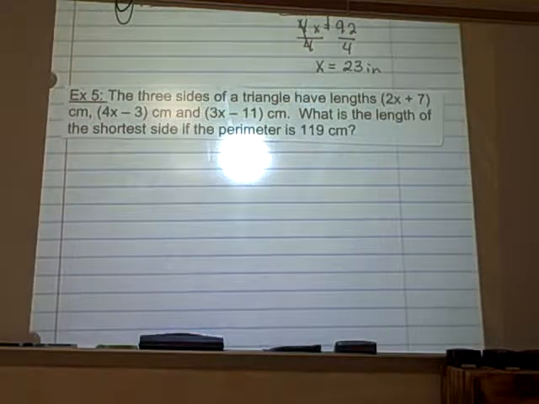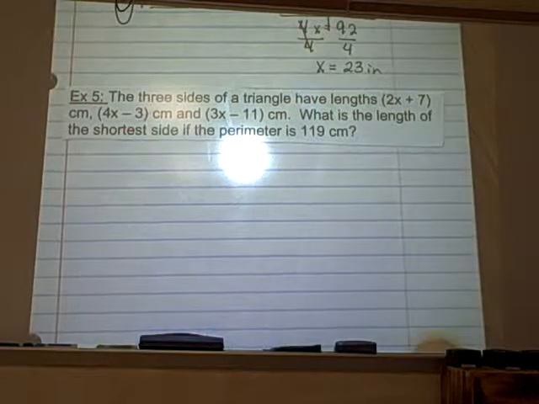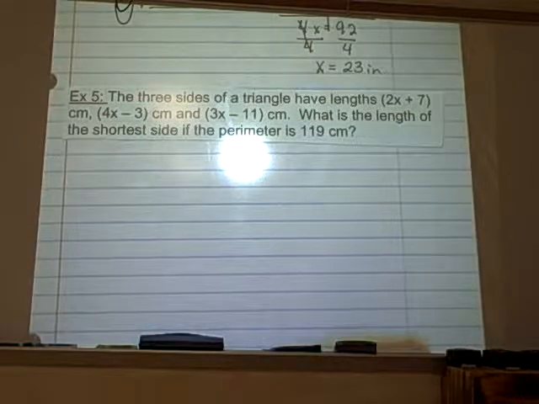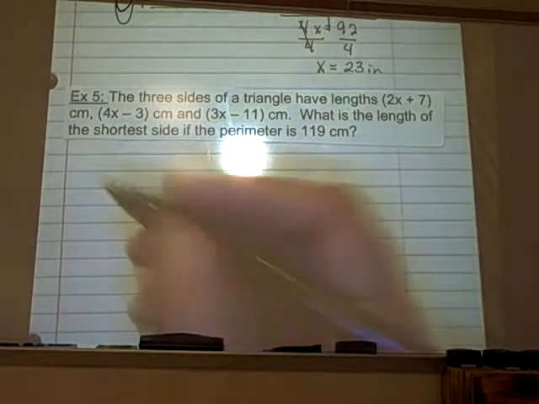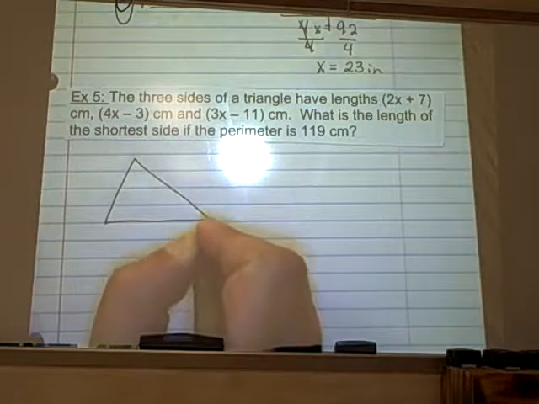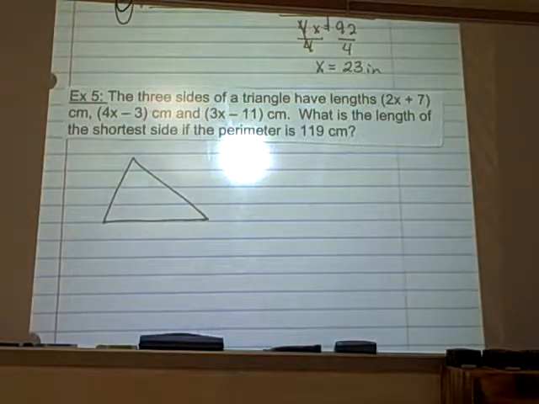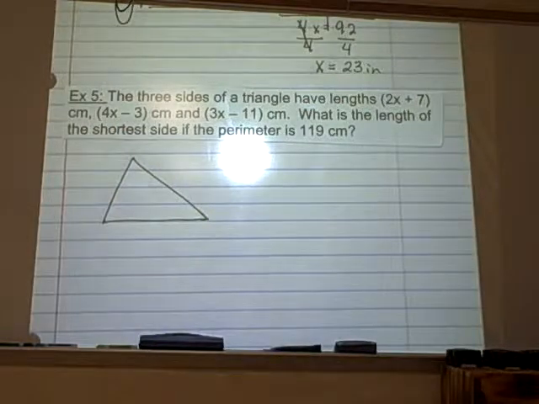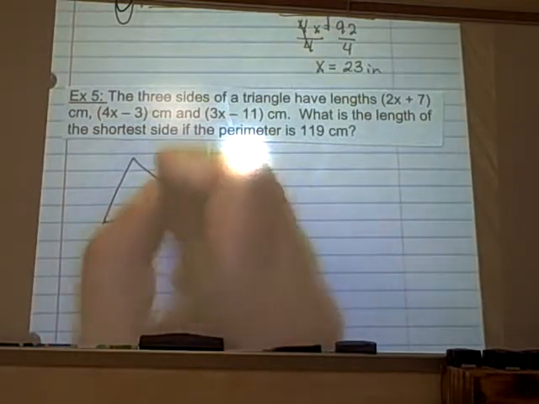Three sides of a triangle have lengths 2x plus 7, 4x minus 3, and 3x minus 11. What is the length of the shortest side if the perimeter is 119? Okay, it's a triangle, so draw a triangle. Just whatever kind of triangle you want to draw. And then label all 3 sides. I don't know which side goes with which. It doesn't really matter. This is just a picture for me.